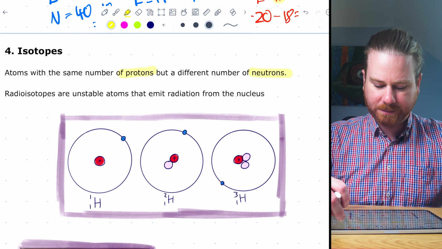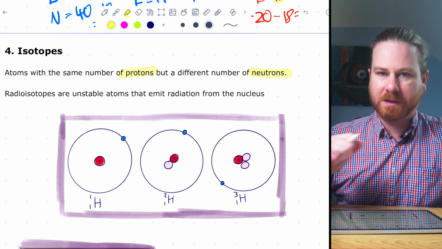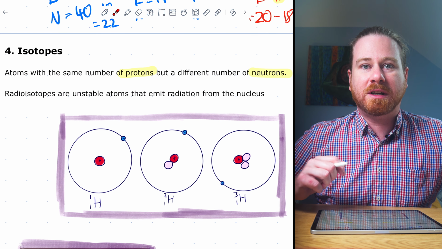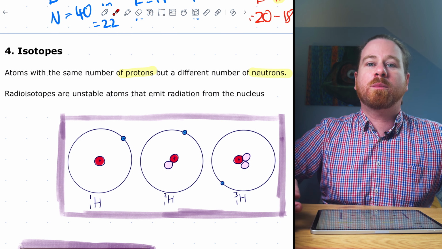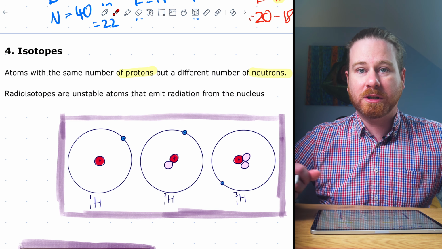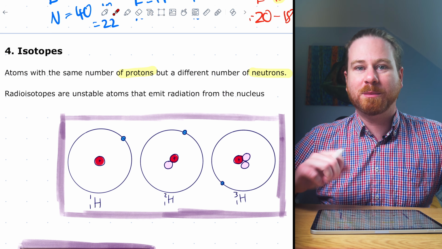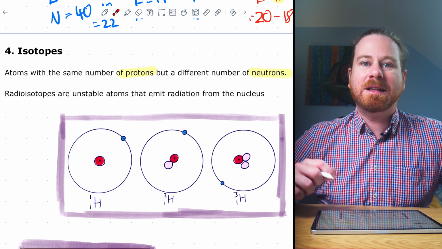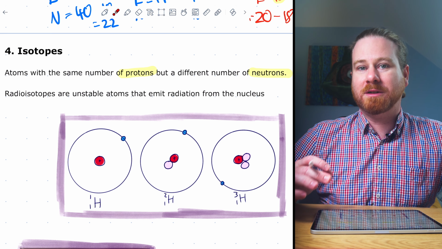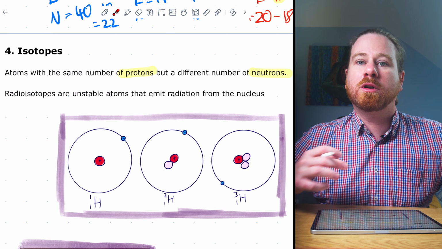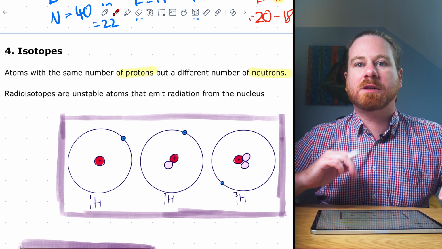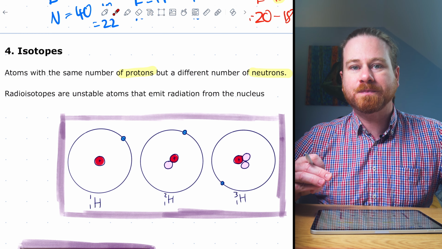Here we have an example. Most elements are slightly different. What makes them slightly different is the number of neutrons they have. What makes an element is its proton number, which is the same as the electron number, and it is the protons and the electrons that are responsible for most of the chemistry. The neutrons help provide the strong nuclear force, which keeps the nucleus nice and stable.